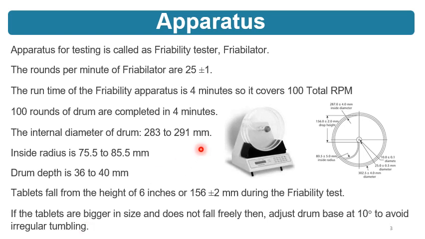Here you can see the chamber is there, and here the partition is there. So once you put the tablets, it will rotate and the tablets will fall down onto the lower surface, and this continues for 100 times. That means 100 rounds of the drum are completed in 4 minutes. The internal diameter of this drum is 283 to 291 millimeter. The radius is around 75.5 to 85.5 mm, and the depth is 36 to 40 mm.